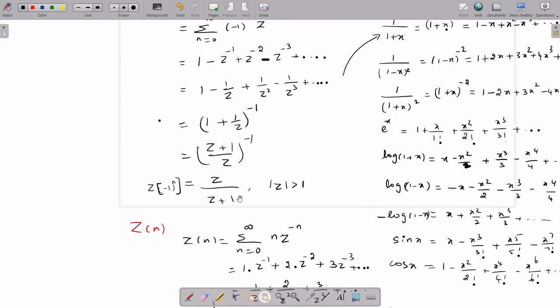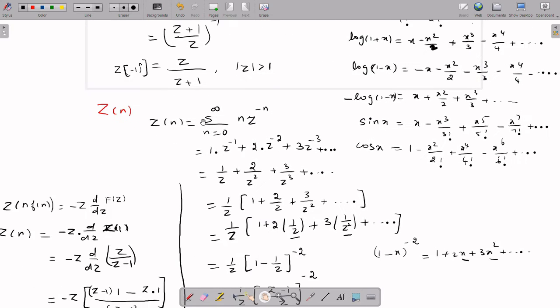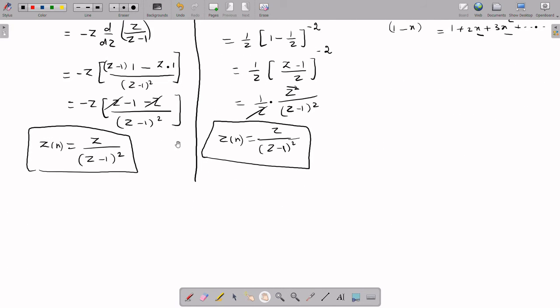Next one, we will find z transform of n squared. Z transform of n squared we will do now. Z transform of n squared. Okay, how will you find out z transform of n squared? You have to use the property. Okay, z transform of n squared, you have to use the property and get the value.